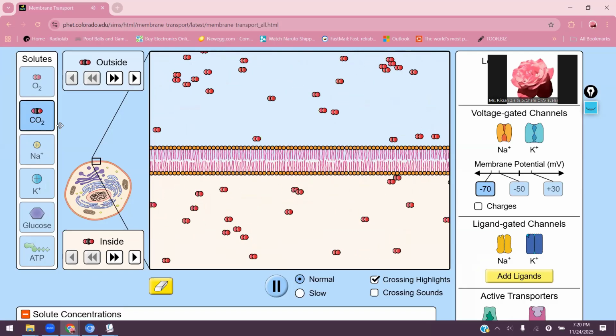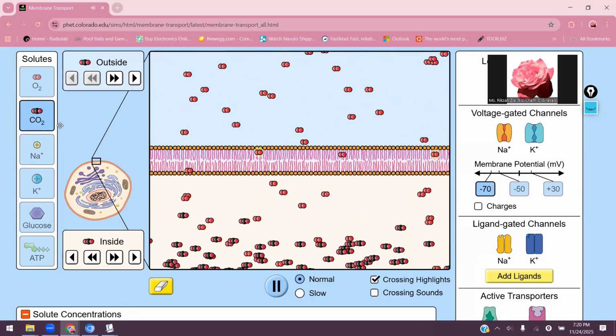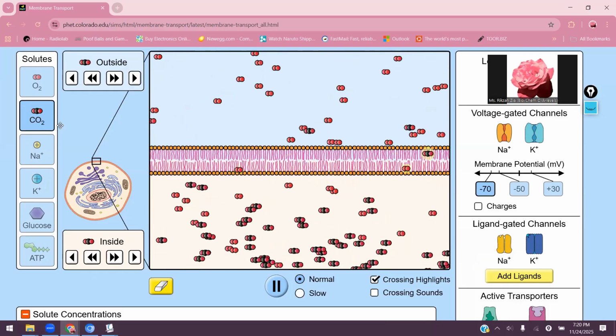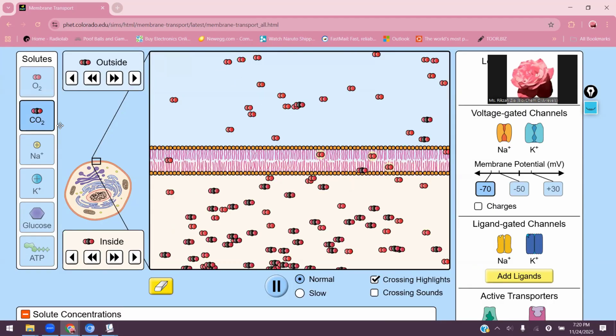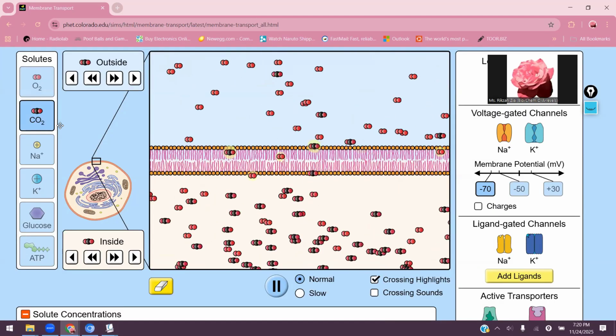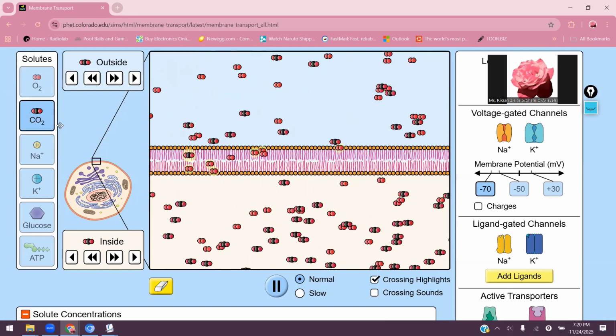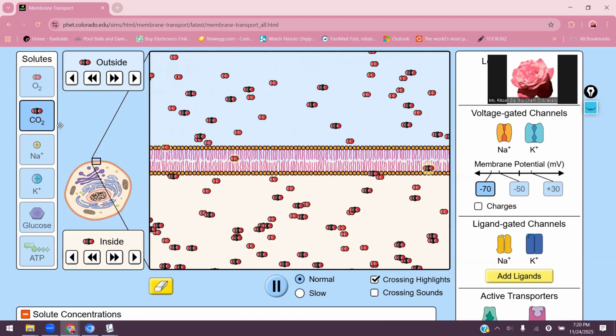Same goes for carbon dioxide, to be honest. Again, non-polar, overall no charge. So again, it can easily diffuse through the cell membrane. And this is how gases move across our plasma membrane, because they have no charges on them and they're non-polar.